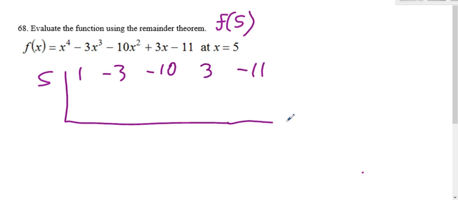And then do your synthetic division, and your remainder is what you would get if you were to plug in 5. The remainder is the output. So do the synthetic division.